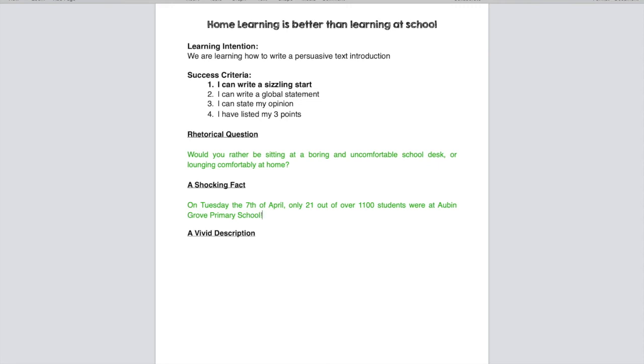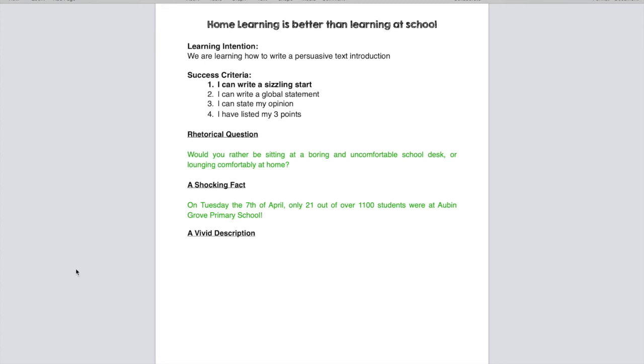So to repeat that shocking fact, on Tuesday, the 7th of April, only 21 out of over 1,100 students were at Auburn Grove Primary School. This is a really interesting fact that happened in week 10 of term 1 this year that really starts to make readers think, oh, why were there so few students at school? And that's a great opportunity to start talking about why those students were away, and a lot of it is because the reason is that they were home learning, and you might be for or against that.